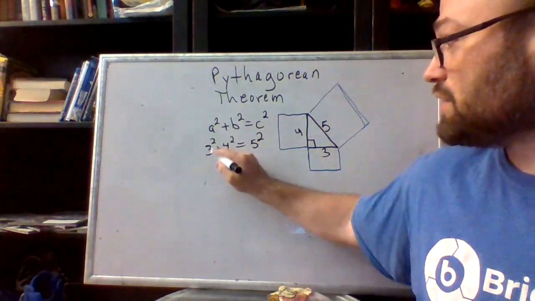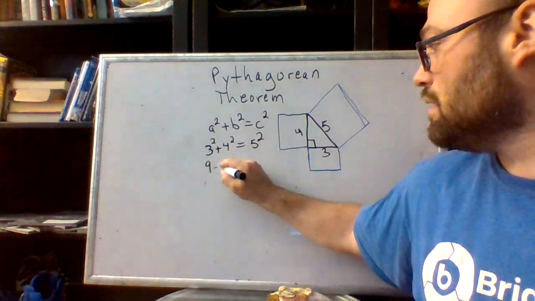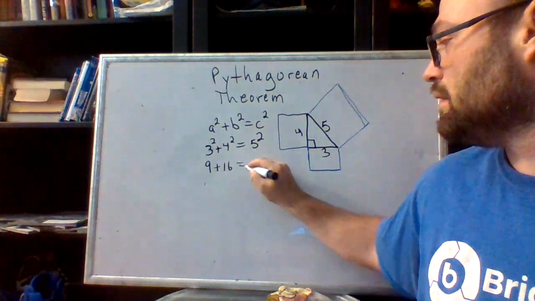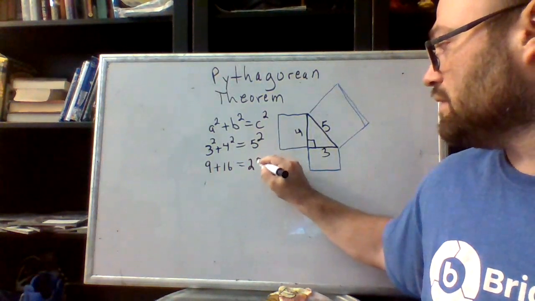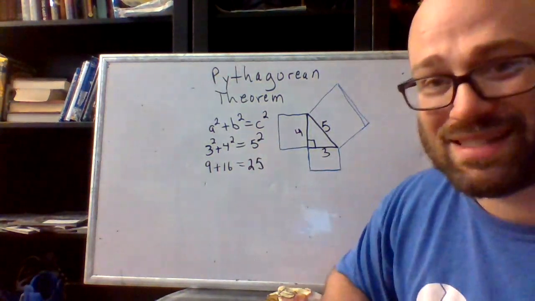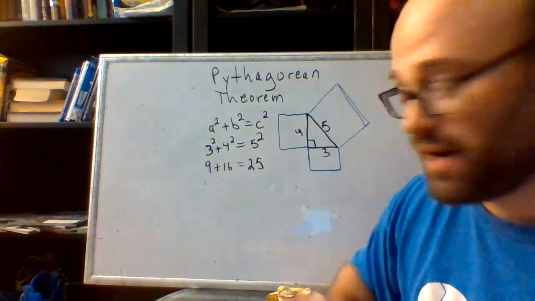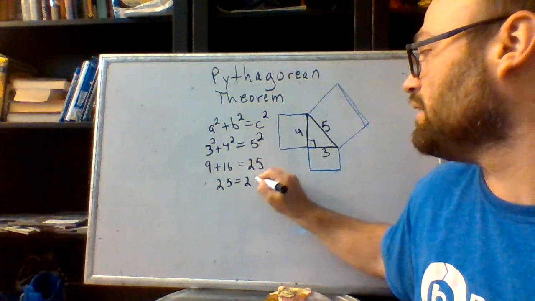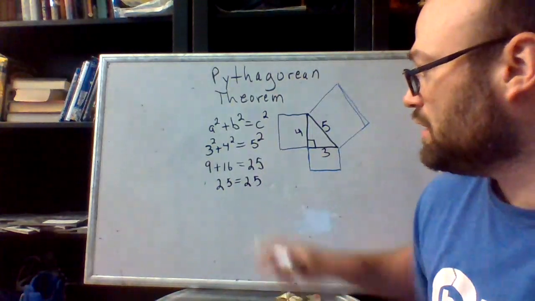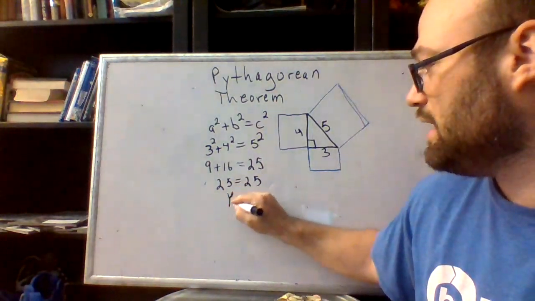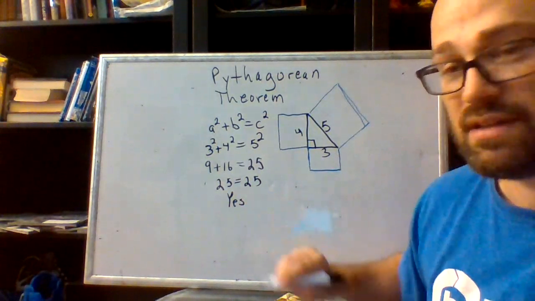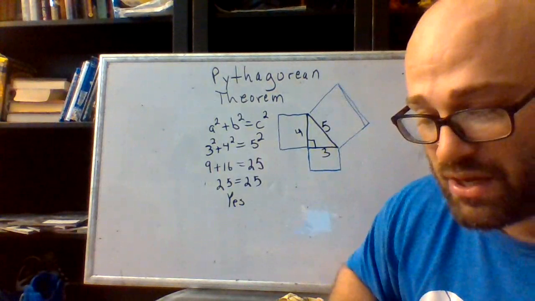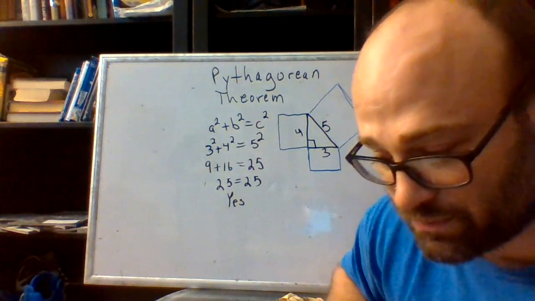So 3 squared is 9, 4 squared is 16, and 5 squared is 25. So 9 plus 16, does that equal 25? Well, yeah, it does. Since this equals 25 and this equals 25, we know that yes, it is a Pythagorean triple. Yes, it is a right triangle. It has to have a 90-degree angle, so we know that to be true.